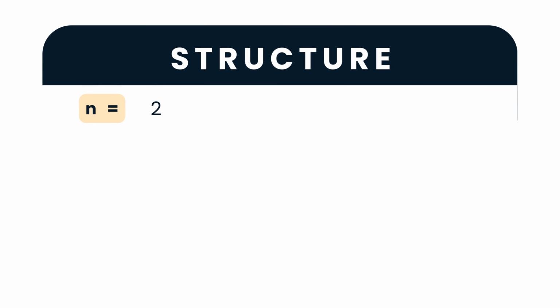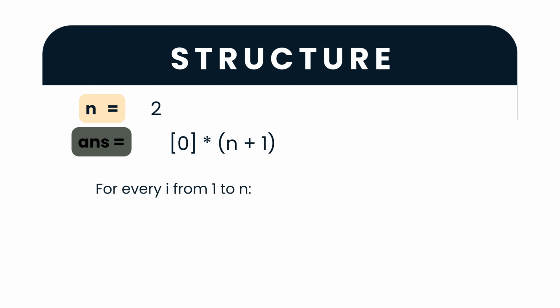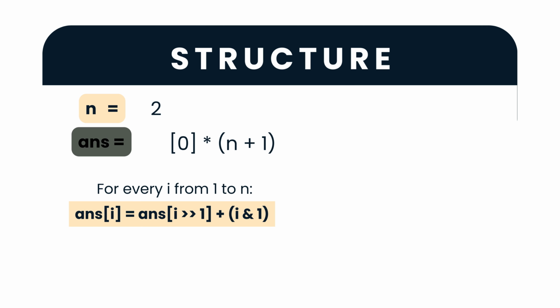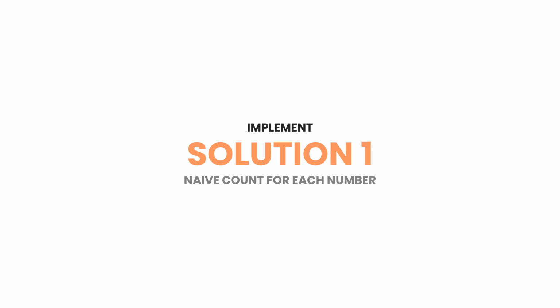Here's the structure. Initialize an answer array of size n plus 1 with zeros. For every i from 1 to n, use ans[i] equals ans[i right shift by 1] plus (i and 1) to fill in the value. Return the array. Let's try to implement it using Solution 1.